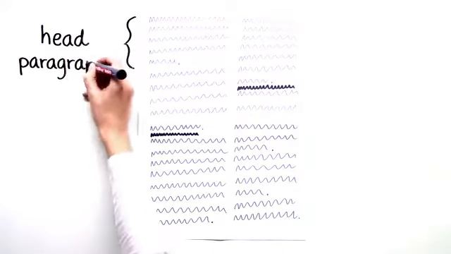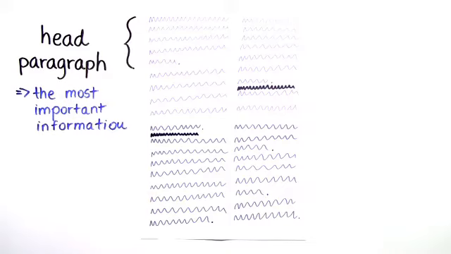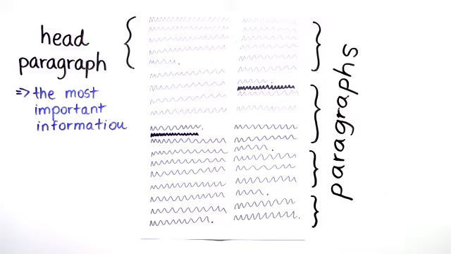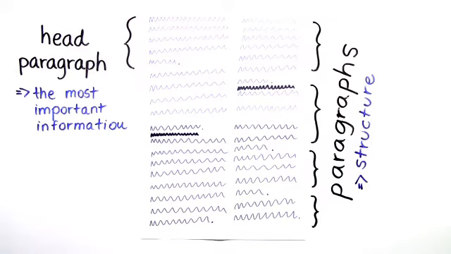The body starts with the so-called head paragraph, where you can find the most important information from the whole article summed up in a few sentences. In the text after the head paragraph, you find more details, background information, and other additional information. The whole body is divided into paragraphs, which make it easier to read. They give the text a structure.